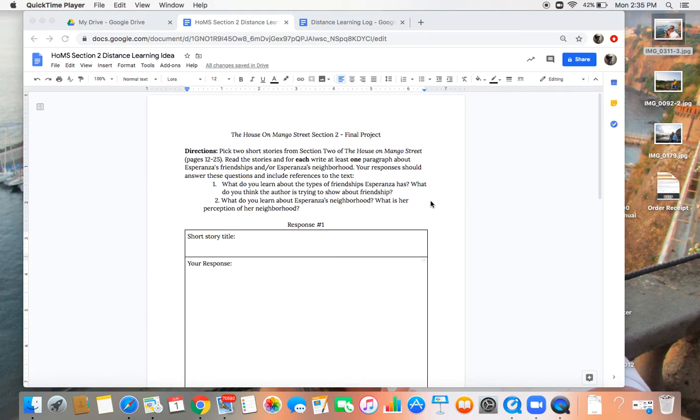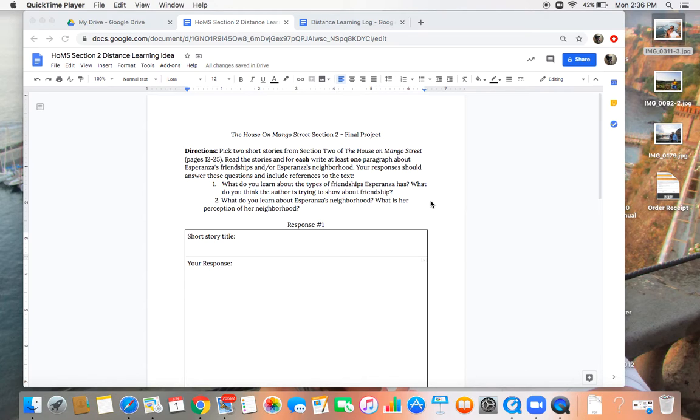So I'm going to repeat the directions. You're going to pick two short stories from section 2 of The House on Mango Street. That includes pages 12 to 25. So don't read from another section, only section 2, pages 12 to 25. You can pick any short story within those pages.